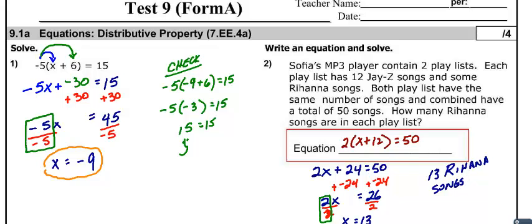So look that over, compare it against your test when you get your test back, see if you got it wrong, figure out what you did wrong, and then if you have additional questions, please bring them to class.